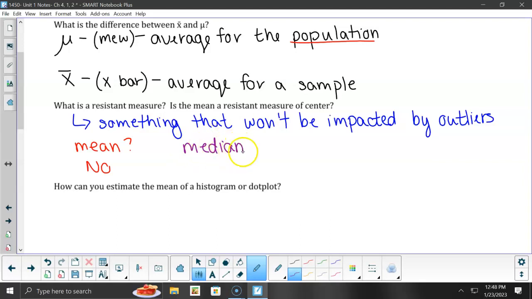What is median? It's the actual middle number, okay? So median is going to be your middle number. Yes, median is resistant.